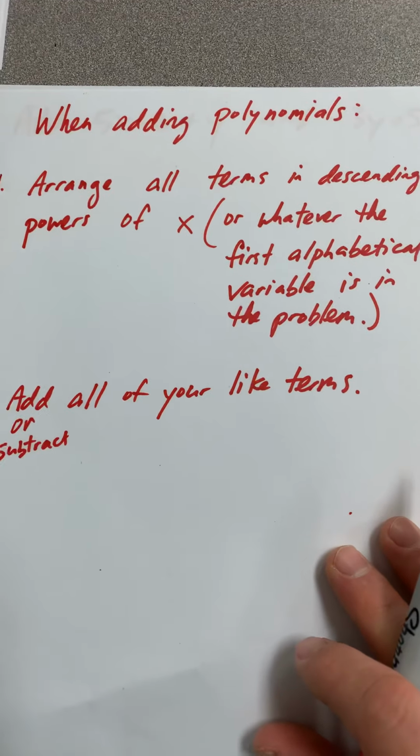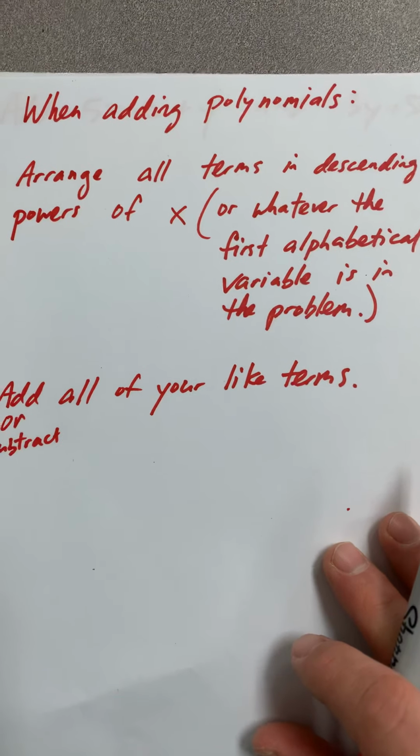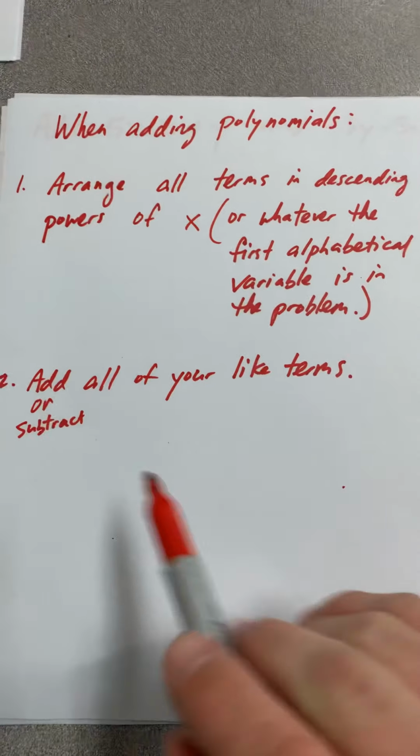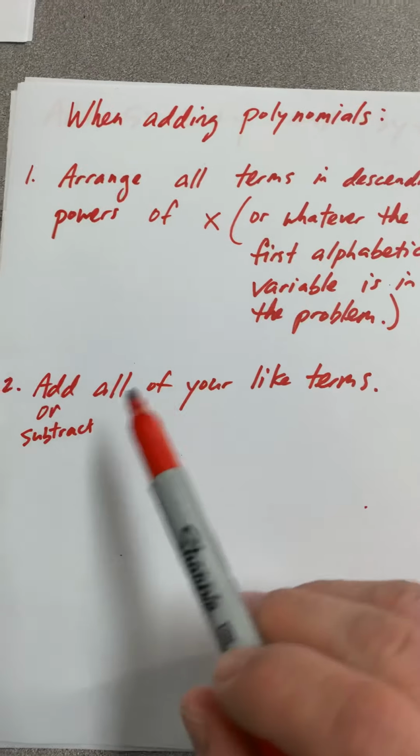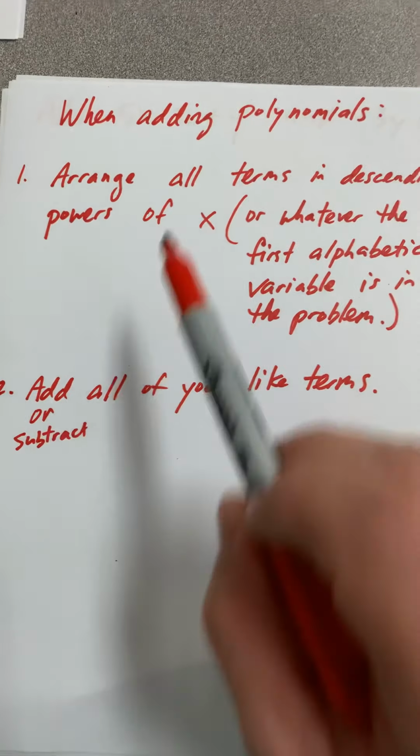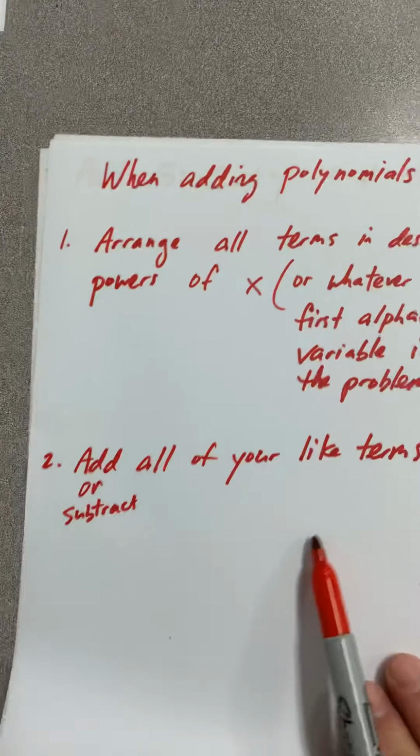arrange the terms in the polynomials in descending powers, the next step is to add or subtract all of your like terms. You may say, well, hang on, what are you talking about, subtract? I thought we were adding here, but hang on, let me show you an example. All right, so let's look at this example.